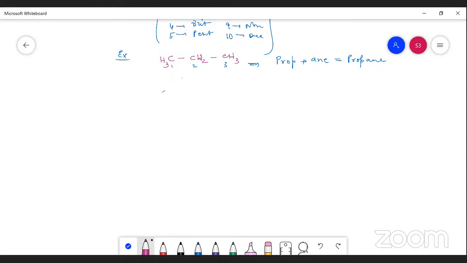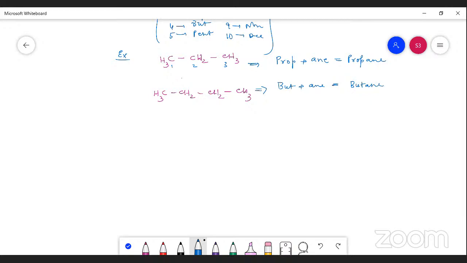Similarly, you take one more example, that is CH3, CH2, CH2, CH3. In this case also, no substituents, no prefix. Let us restart with the root word. What is the root word? Total 4 carbons are there. For 4 carbons, the root word is but and the suffix is ane. So the name is but plus ane, butane. So likewise, we can easily give the names to the straight chain hydrocarbons.